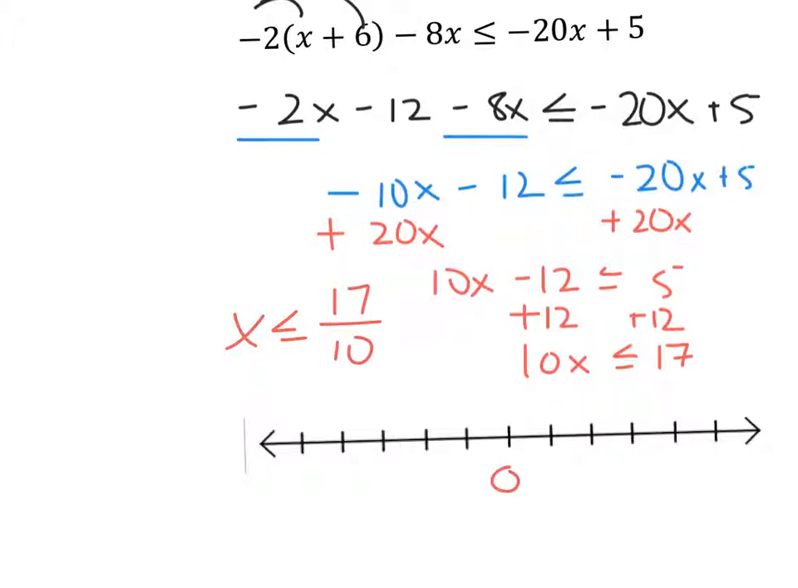So if this is 0, this is 1, this is 2, this is 1.7, so this is between 1 and 2. So I make a closed dot, and it's less than or equal to, so it's going to the left.